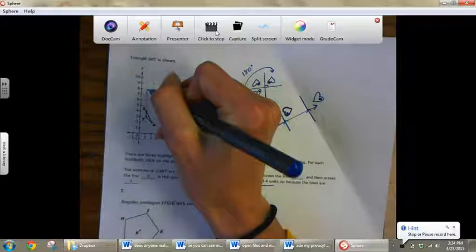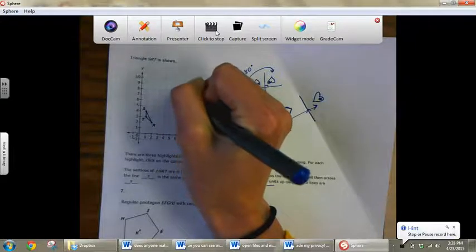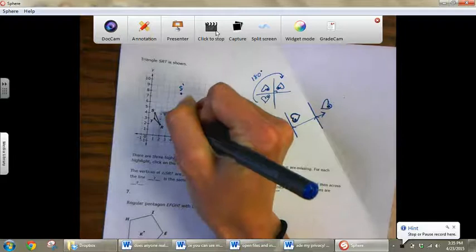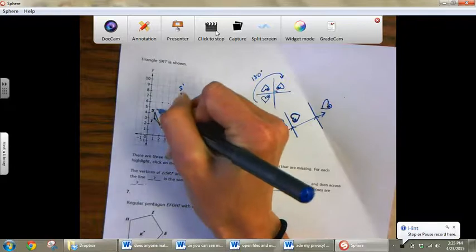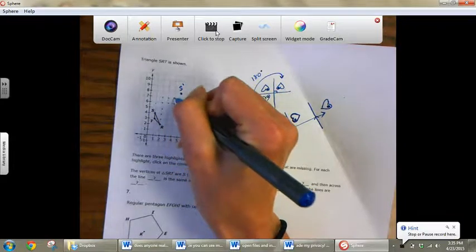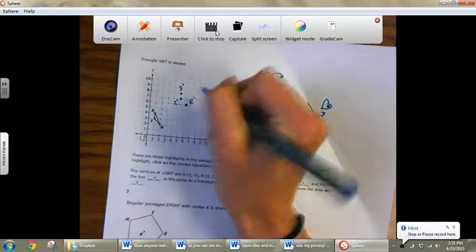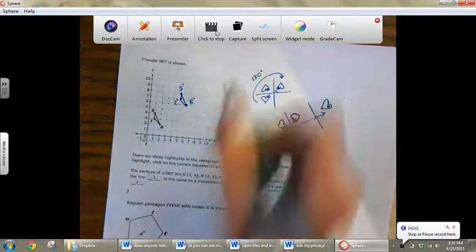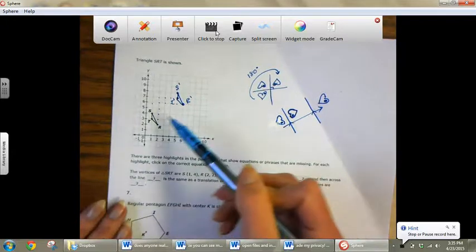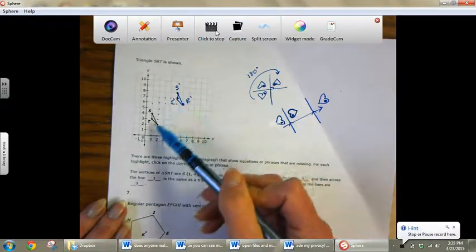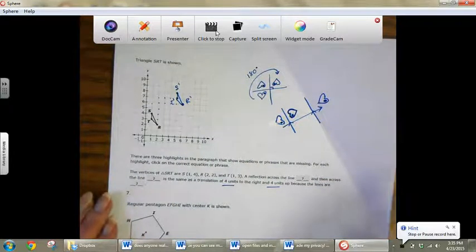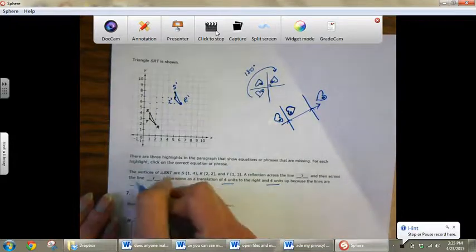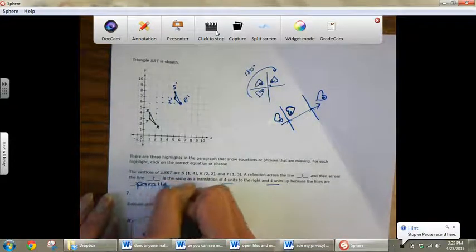So 1, 2, 3, 4, 1, 2, 3, 4. That's going to be S prime. 1, 2, 3, 4, 1, 2, 3, 4. It's going to be R prime, and 1, 2, 3, 4, 1, 2, 3, 4. It's going to be T prime. So you can see our new shape is going to be exactly where the old one was, just shifted up. It didn't rotate or turn at all. So I can say that the lines definitely were parallel because of how that reflection happened.